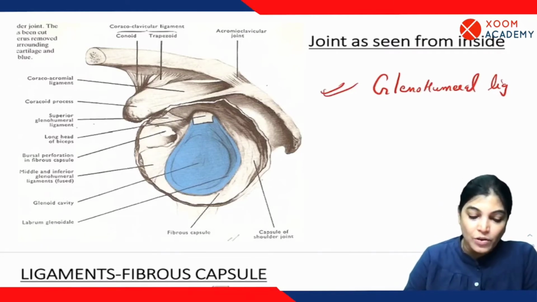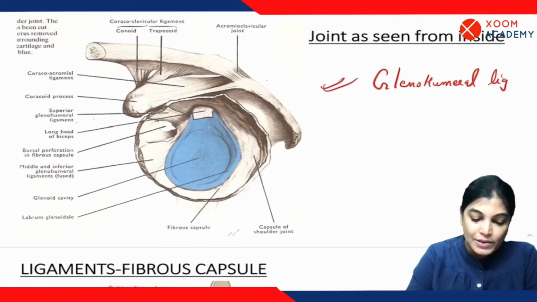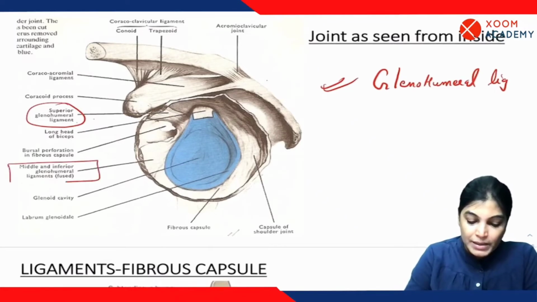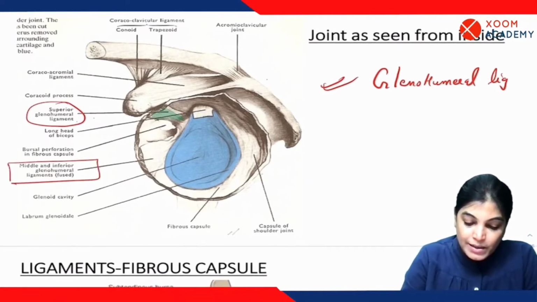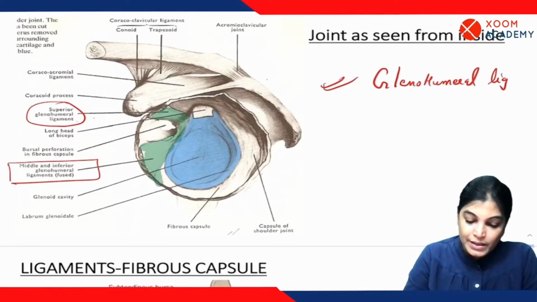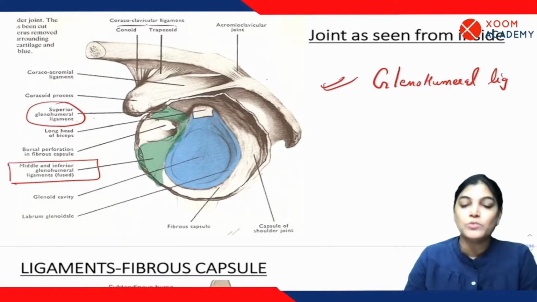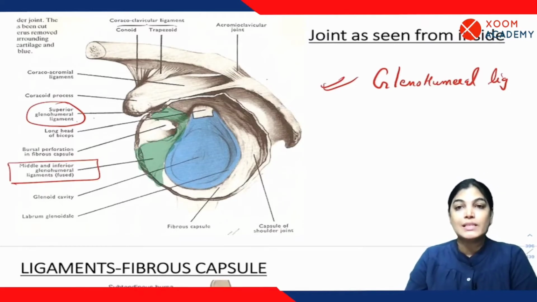Glenohumeral ligament, if I talk about it, has three parts. Superior glenohumeral ligament is there, and middle and inferior glenohumeral ligament. So this is the superior glenohumeral ligament, and this is the middle and inferior glenohumeral ligament. Actually, glenohumeral ligament can be visualized when we see the joint cavity from inside, and it gives more support or strength to the fibrous capsule anteriorly.